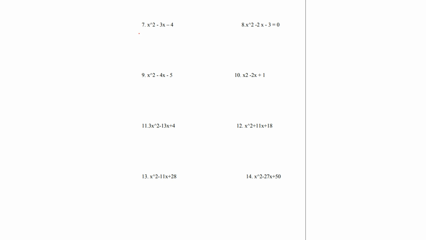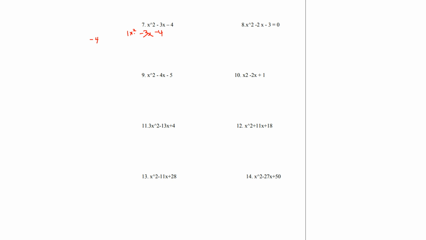On the next page, number 7, it's pretty much the same thing. We have a leading coefficient of 1. This time it's a little different because you have a negative, which means you're trying to find the factors of -4 that add up to -3.